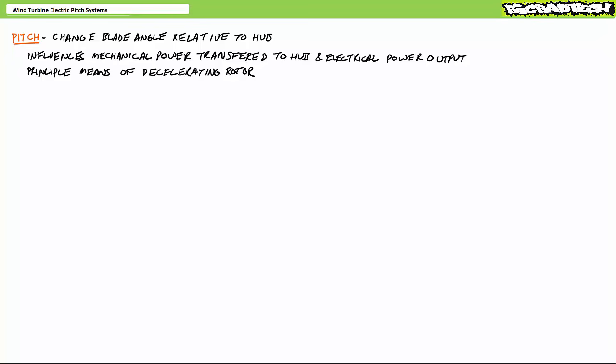I'm instructor Jim Pytel, and today's topic of discussion is wind turbine electric pitch systems. Our objective is to examine the electric pitch systems found on some modern industrial wind turbines. We'll identify the purpose, examine the hardware, and discuss their function in normal operation and emergency conditions.